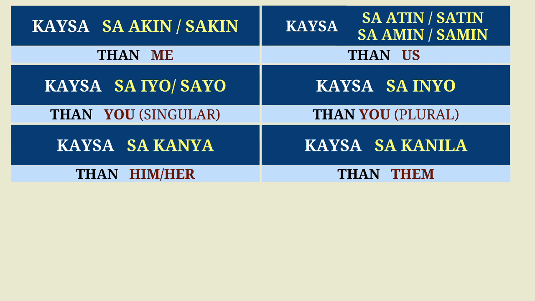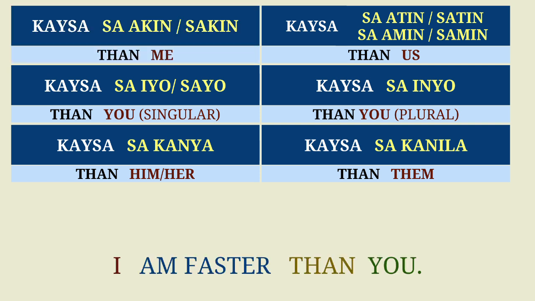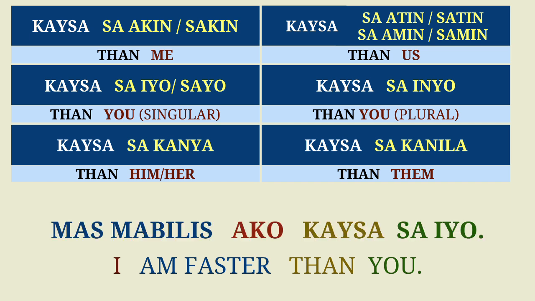Okay, last example. I am faster than you. Mas mabilis ako kaysa sa iyo. So, kaysa sa iyo is than you. And again, you can shorten this one to sayo. Mas mabilis ako kaysa sayo.